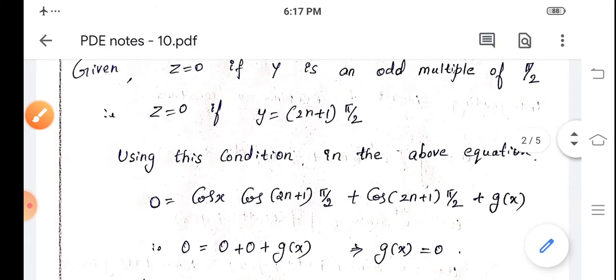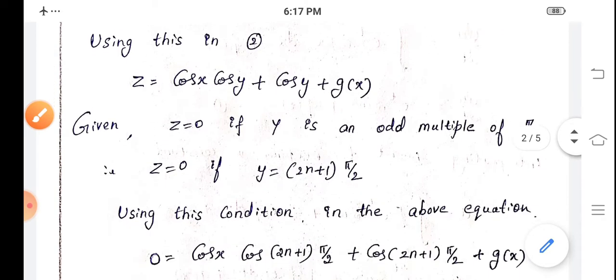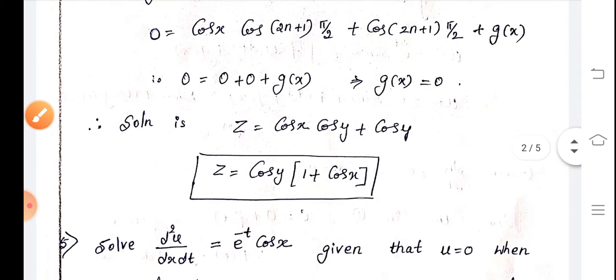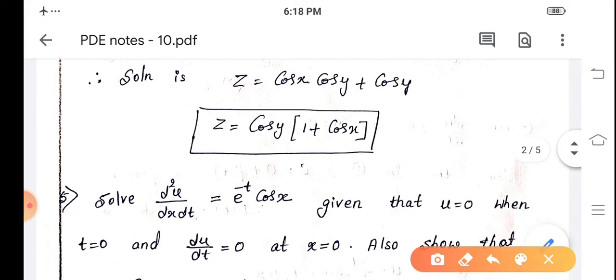Now substituting g(x) in the above equation, we write the solution for the partial differential equation as z = cos x cos y + cos y, or z = cos y (1 + cos x).